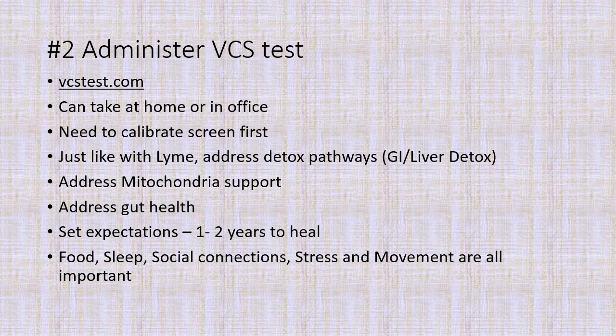Address gut health. Make sure that if they're eating gluten, dairy, soy, alcohol, caffeine, all of that needs to be eliminated or at least cut way back. Set expectations. We really need 1 to 2 years to get rid of the mycotoxins, especially if they're genetically susceptible. And then don't forget all of the tools of functional medicine, all of these pillars. If you've seen the functional medicine matrix, those things at the bottom: food, sleep, social connections, stress, and I like to say movement instead of exercise.